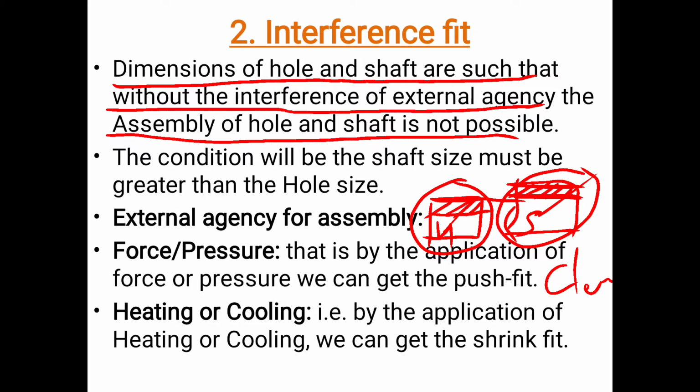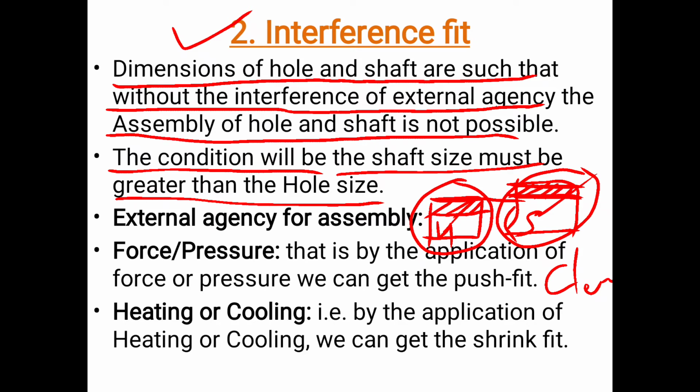Okay, so without any external help, we cannot push that shaft into that hole. So we have to take some help of external agency, so that we can make its assembly. Okay, the condition will be shaft size must be greater than the hole size. The interference fit will be observed when the shaft size is greater than the hole size.